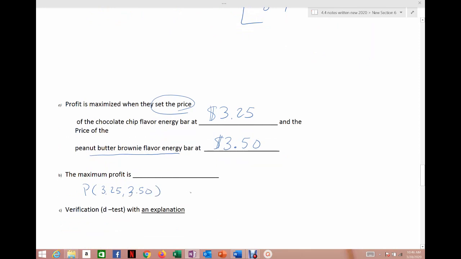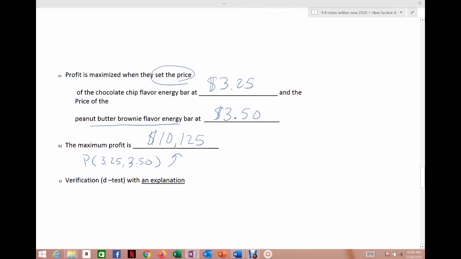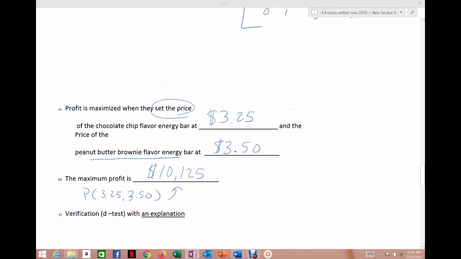So again, you go back to the original one in the problem and plug those in. I'm not going to write that step out. I'm assuming you guys can do that. I'm just going to give it, double check me, make sure I plugged it in right. I get, in dollars, 10,125 is the optimum profit. Now verification with the D-test and explain.